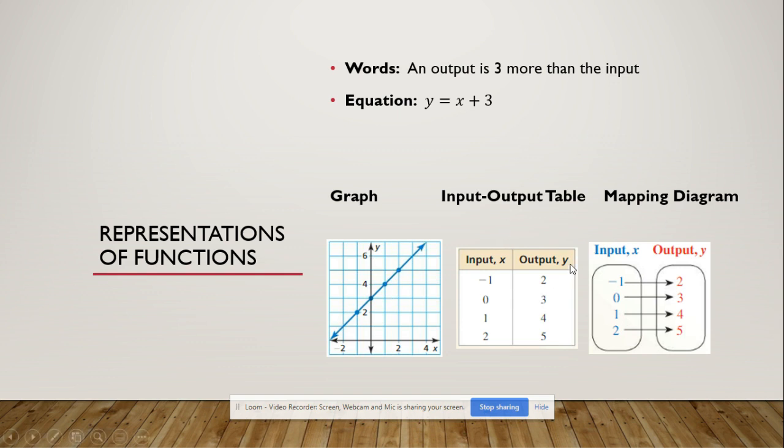You could also do something similar to that with a table. Now, a table doesn't show every single possible combination. In this case, it just shows 4 particular ones. If the input is -1, the output is 2. We added a 3 to the input to get to the output. A mapping diagram is very similar to the input-output table. The big difference is we use arrows to draw from the input to the output.